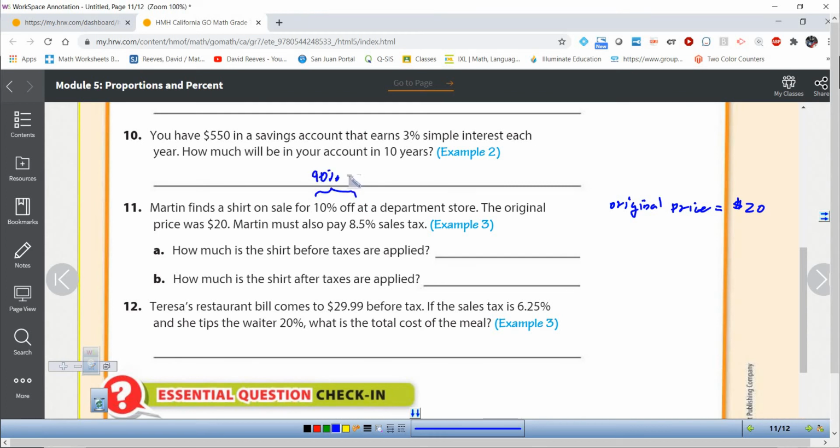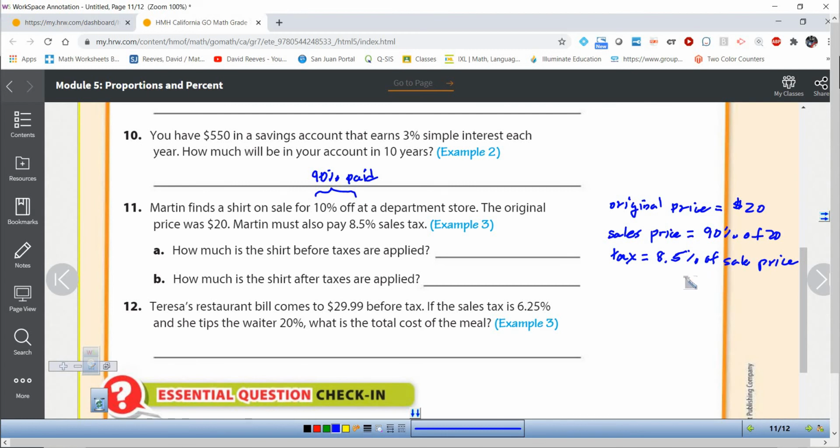Now if you get 10% off, and we talked about this before, 10% off means 90% is being paid, right? If you get 10% off, that means 90% is being paid. So the original price is $20. So the sale price is going to be 90% of $20. And then the tax is going to be 8.5% of the sale price.